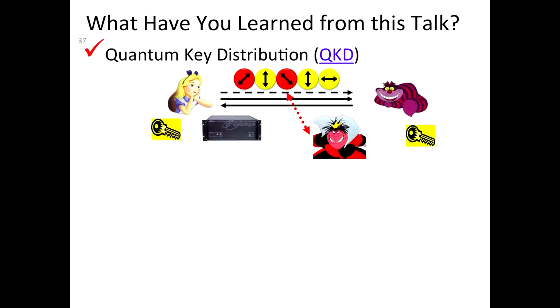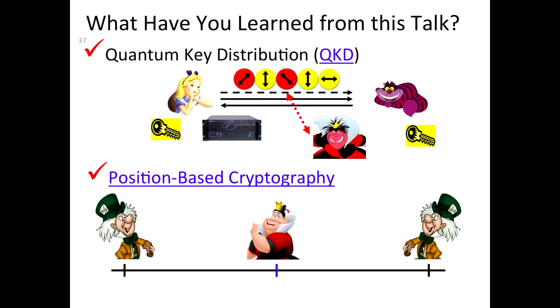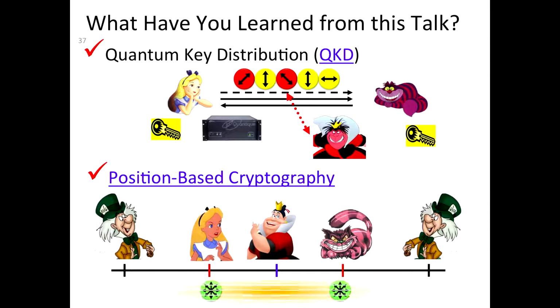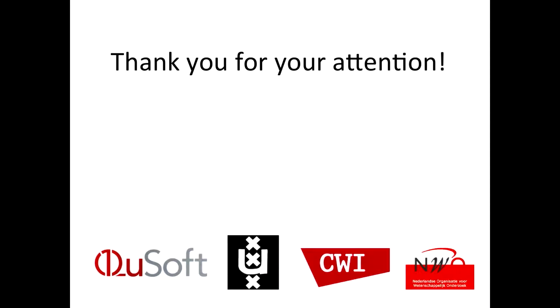In the first application, I've talked about quantum key distribution and tried to give you a little bit of context where it fits in the world. And in the second part, I've talked about position-based cryptography, one of the currently active research areas, where it depends whether you can break the protocol if you have enough resources, and maybe you cannot if you don't have enough resources. All right, thank you very much for your attention.